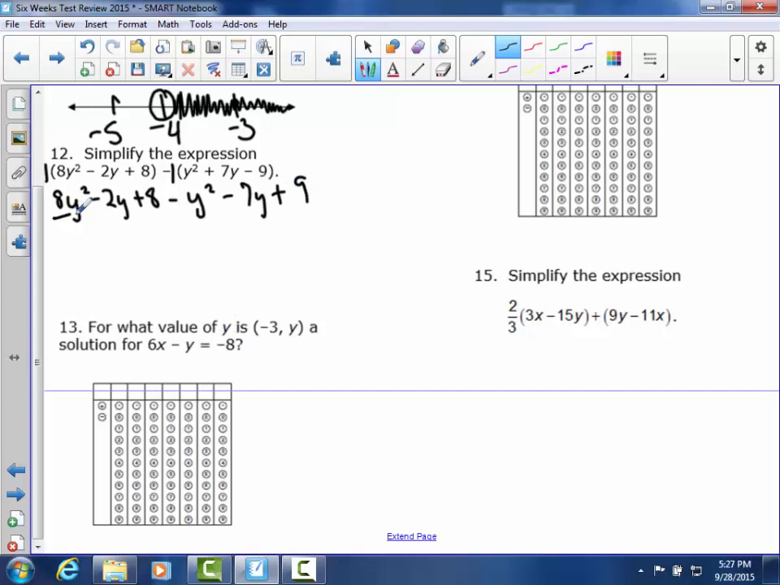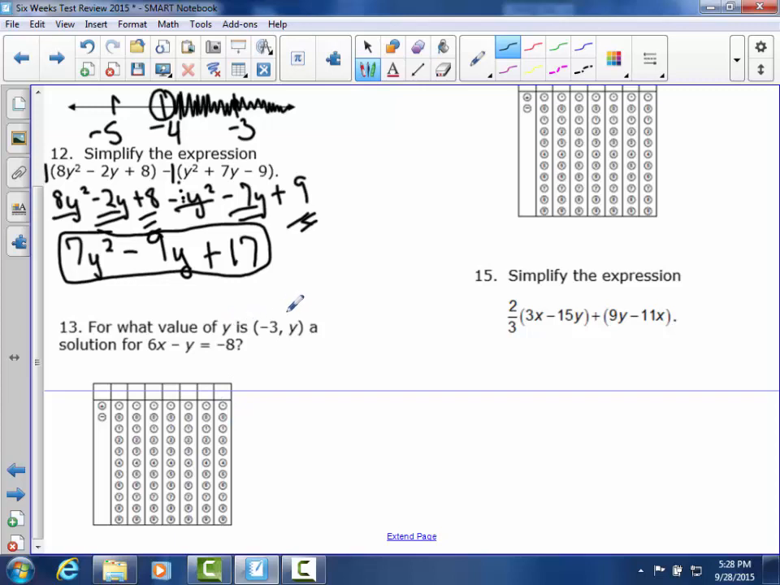We look for like terms. 8y squared minus y squared. 8, take away that understood 1, is 7y squared. -2y minus 7y. -2 minus 7 is -9. And so that'll be -9y. +8 plus 9 is going to be +17. And there we have simplified the expression.